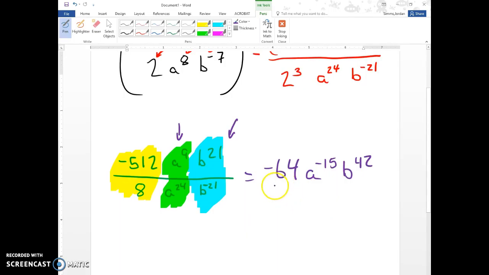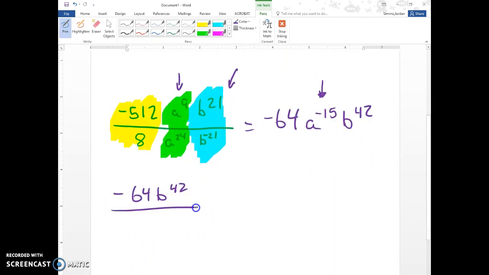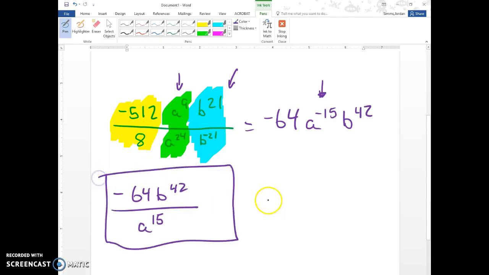And at this point, we're pretty much done except for this negative exponent right here. Remember, we never leave a negative exponent. So we're going to flip that down into the denominator. So if I wrote that out, that's going to be -64 times b to the 42 over a to the 15. And that's it. That's our answer.